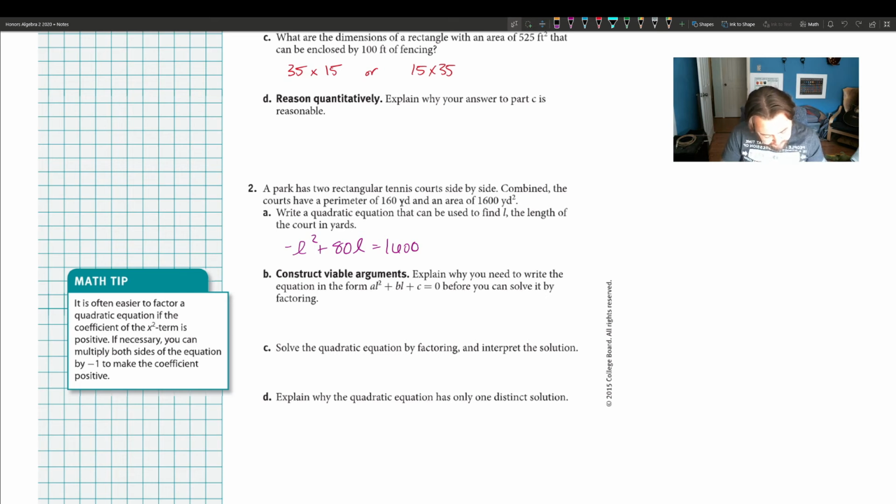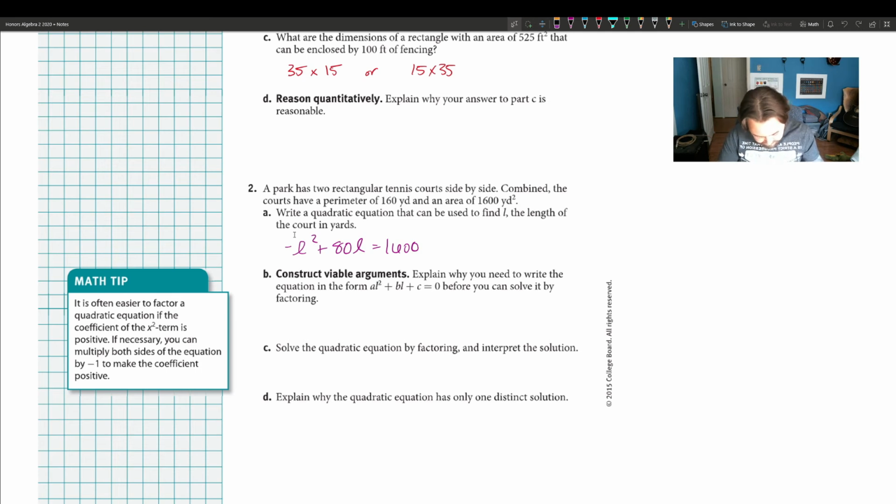Okay, let's see here. Explain why we need to write the equation before we can solve it by factoring. Well, we can't factor it in the form it's in, right? So we got to shift this over, and we also have to make sure that our leading coefficient is positive. We can't have a negative L squared. That's kind of no bueno. So what we're going to do is put it that way so that we can factor it by the 0 property.